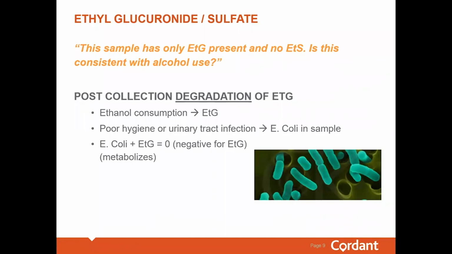Where the synthesis can occur, so can degradation after collection. In this scenario, the person ingested the alcohol and actually had ETG in their sample. If this same scenario of the urinary tract infection occurred, that could provide the E. coli to the sample. The E. coli now will metabolize the ETG, resulting in a negative sample.